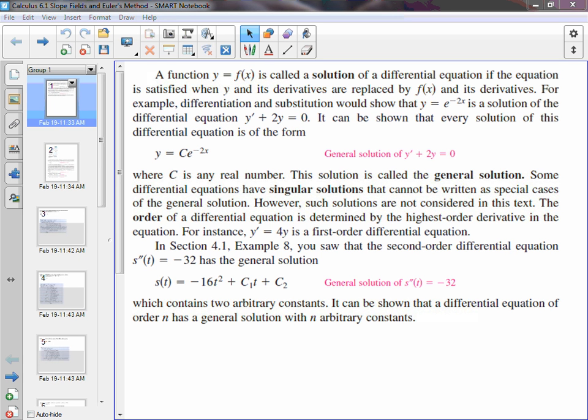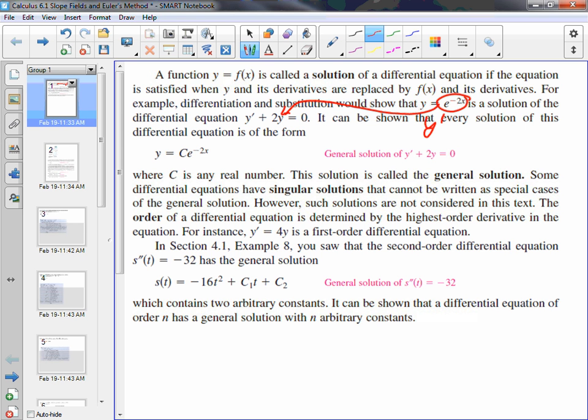For example, differentiation and substitution would show that y equals e to the negative 2x is a solution of the differential equation y prime plus 2y equals 0. I'm not going to do it all because they don't either, but that means if I put that in for y, and found the derivative of what I have circled and put it in for y prime, I would get a true statement. That's what it means to be a solution.